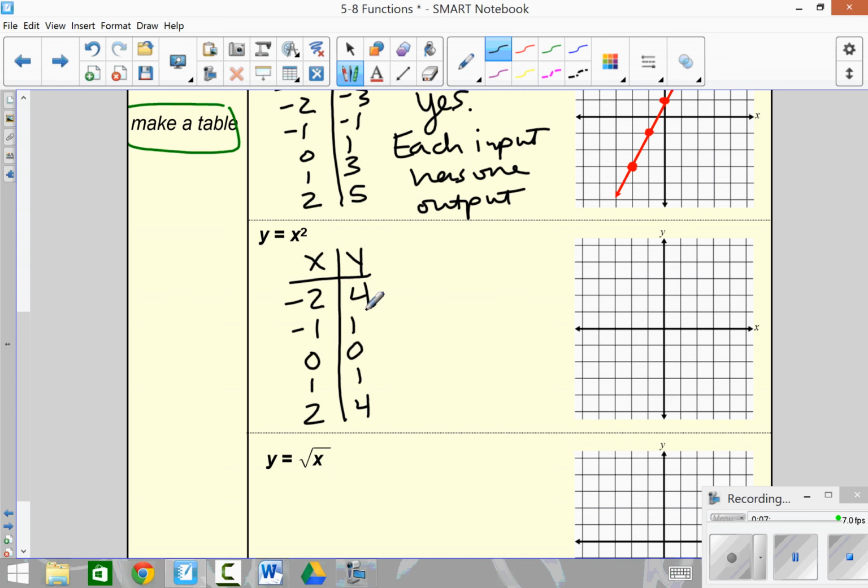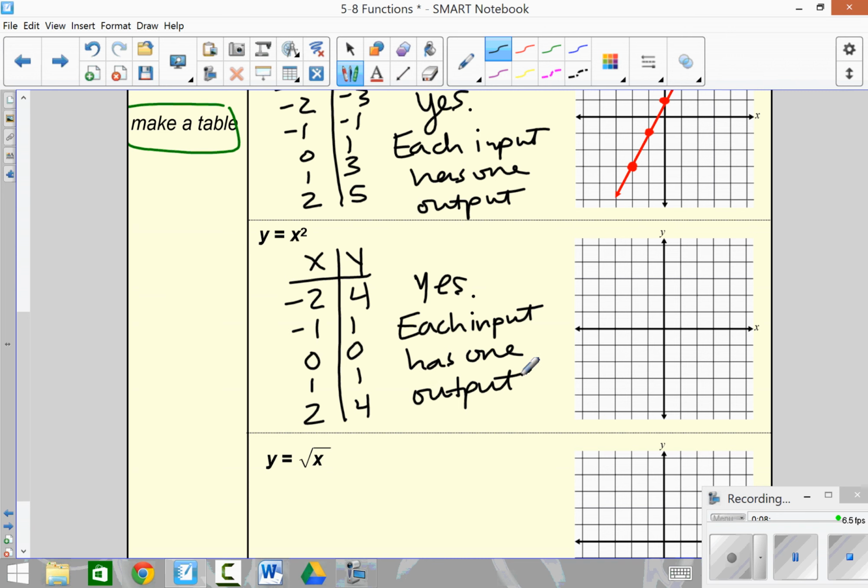So does this table represent a function? Does each input have one output? Yes, it does. y equals x squared is a function because each input has one output. And I realize that we have two outputs that are 4s, two outputs that are 1s, but they each come from separate inputs, so that is okay. So yes, this is a function because each input has one output.